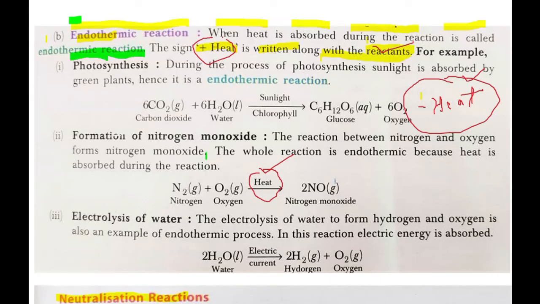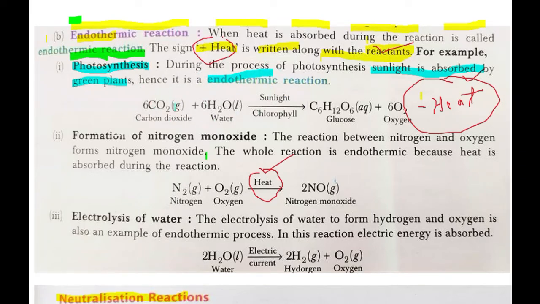Now come to the examples. The first example is photosynthesis. Students, you already know what photosynthesis is. During the photosynthesis process, sunlight is absorbed by green plants. Hence, it is called an endothermic reaction, because in this process, light energy from the sun is getting absorbed.